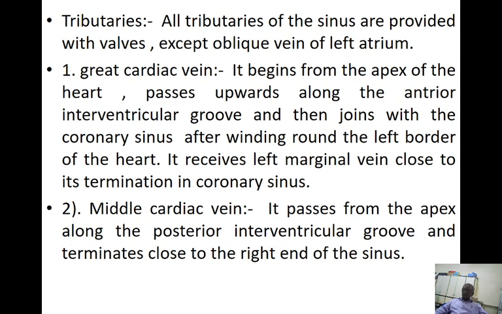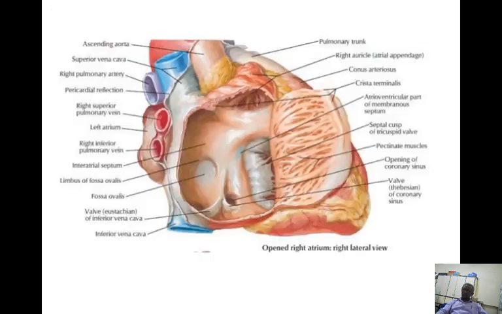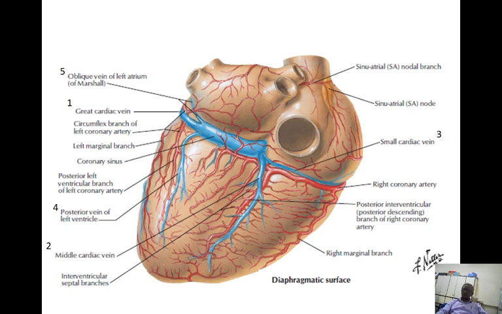Middle cardiac vein. It passes from the apex along the posterior interventricular groove and terminates close to the right end of the sinus. So the great cardiac vein passes in the anterior interventricular groove, whereas the middle cardiac vein passes in the posterior interventricular groove. This is the posterior aspect. In the posterior interventricular groove, the middle cardiac vein starts from the apex and goes upwards till it reaches the right end of the coronary sinus. It joins the coronary sinus on the right end.